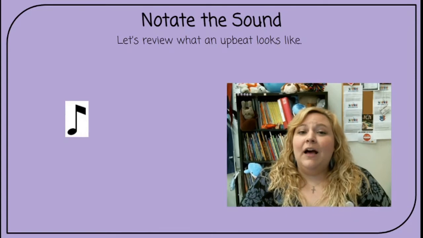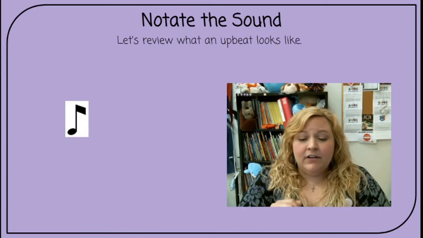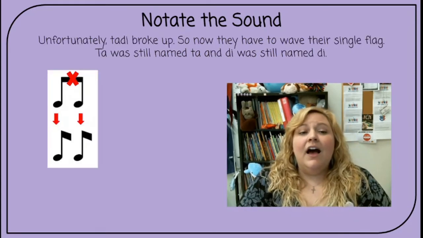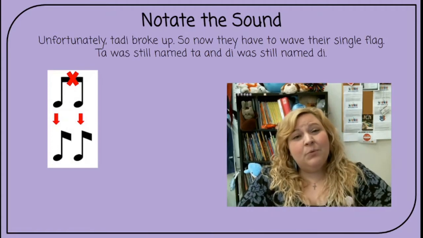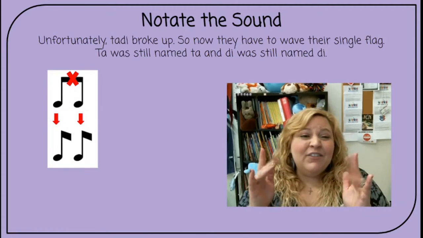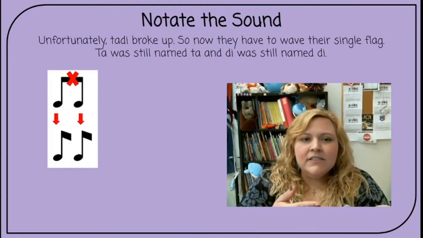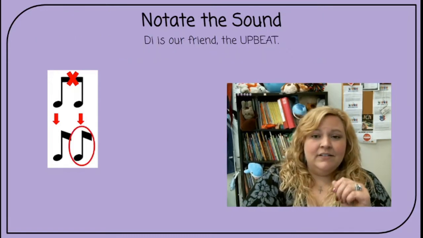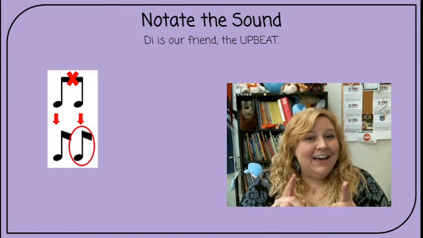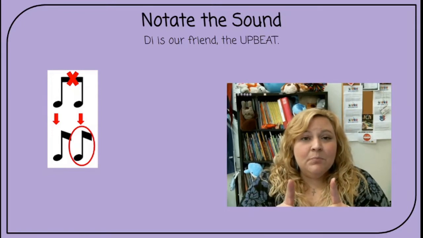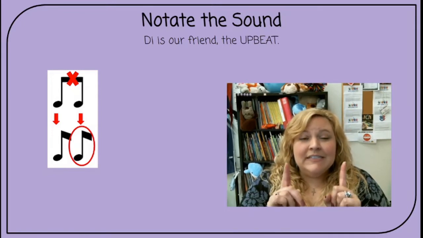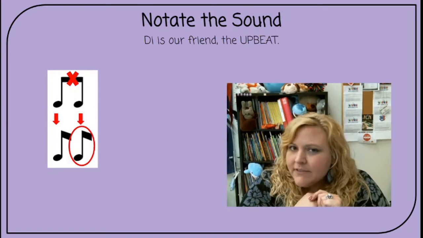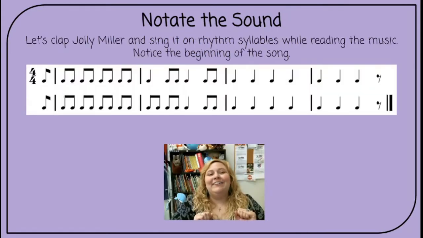Let's review what an upbeat looks like. Right there, an eighth note. Unfortunately, remember, Toddy broke up, so now they have to wave their single flags. Ta is still named Ta, and D is still named D. D is our friend, the upbeat. That's going to be very important for what we're about to do. D is the upbeat.